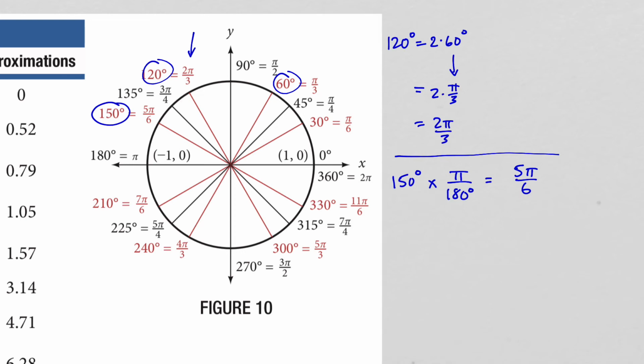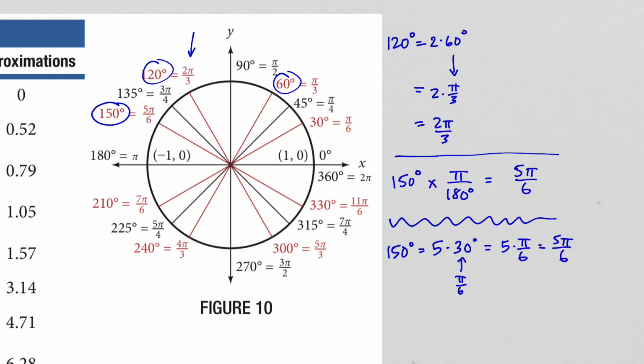However, another way to think about this is that 150 degrees is 5 times 30 degrees. And if you memorize that 30 degrees is pi over 6, then 150 degrees is going to be 5 times pi over 6, which is 5 pi over 6. For me, this is a lot more intuitive and is also quicker when it comes to measuring angles.